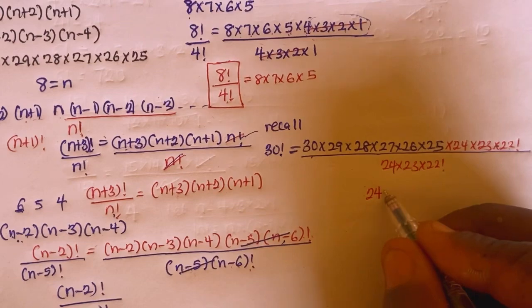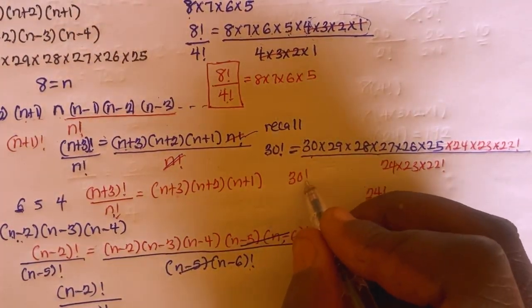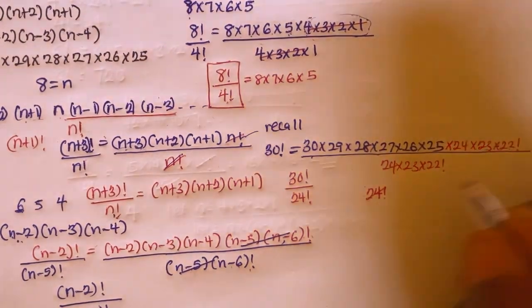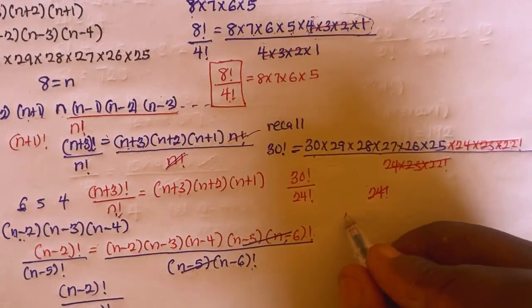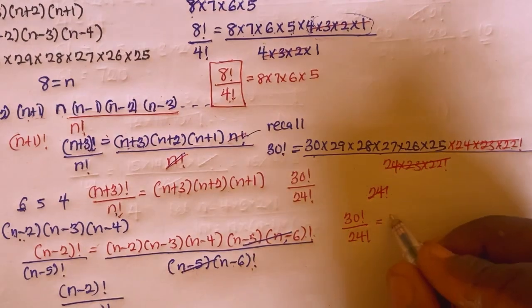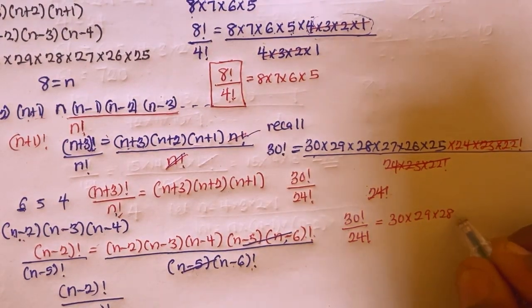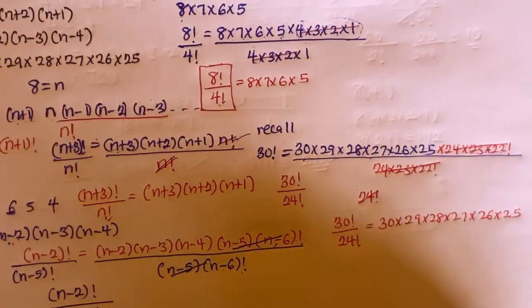24. This is simply 24 factorial, right? So here I can simply say this is 30 factorial divided by 24 factorial. This cancels everything here. So 30 factorial divided by 24 factorial is simply 30 multiplied by 29 multiplied by 28 multiplied by 27 multiplied by 26 multiplied by 25. And that's it. That's just it.